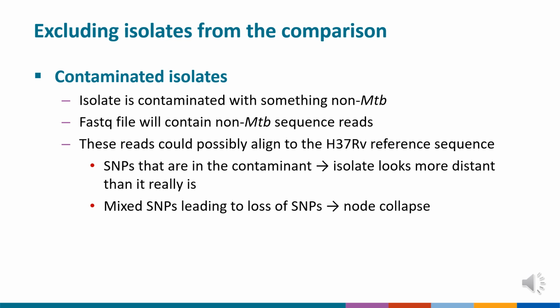We also exclude isolates if they are contaminated with something other than Mtb. If they are contaminated, then the FASTQ file will contain non-Mtb sequence reads, and these could possibly align to the H37Rv reference sequence. This could have two different problematic outcomes. One is if there's SNPs that are in the contaminant that are able to pass all the filters, then these SNPs will get mapped onto the tree and the isolate will look more distant than it really is. The other is that there could be a lot of ambiguous bases or mixed SNPs because of the contaminant, and that would lead to loss of SNPs and node collapse, causing isolates to look more closely related than they really are.